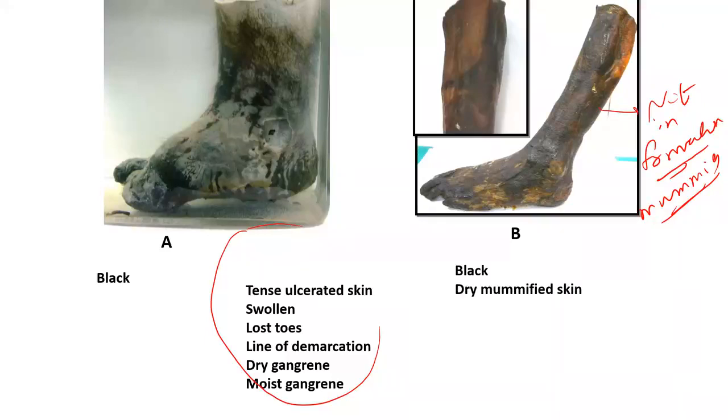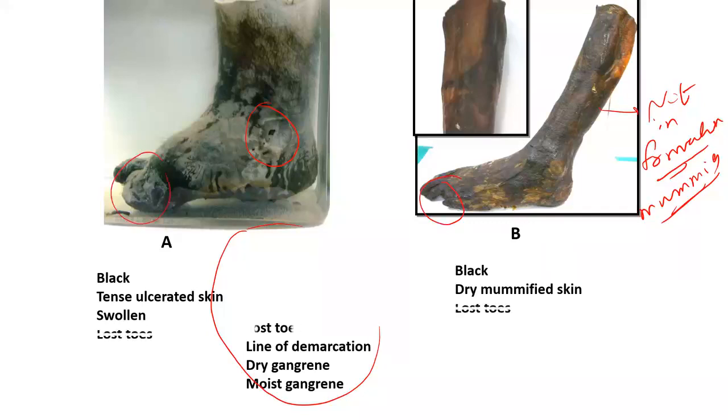Which has tense ulcerated skin? We have swelling with tense skin and ulceration defects like that. This is the ulceration here, and this is the tense skin. Which is swollen? A. Which has lost toes, missing toes, A or B? Look here, we have missing toes, and here we have missing toes. So both have missing toes.